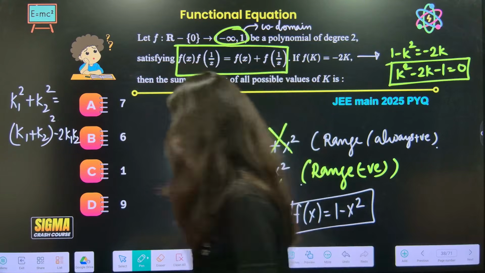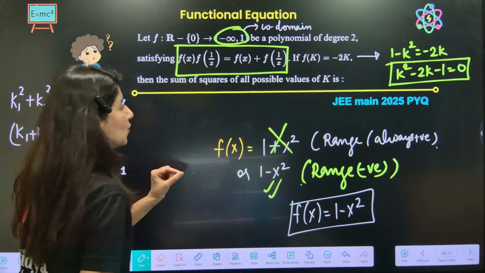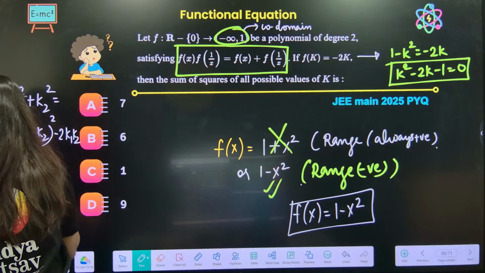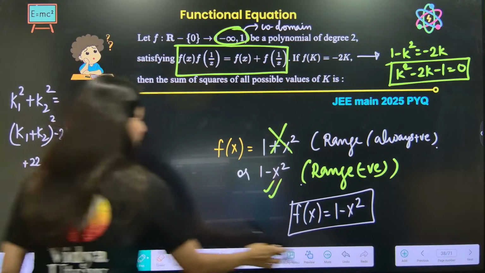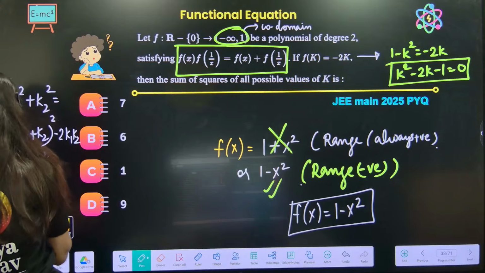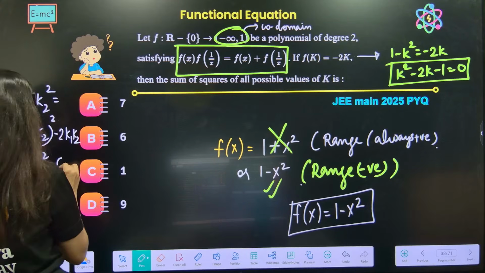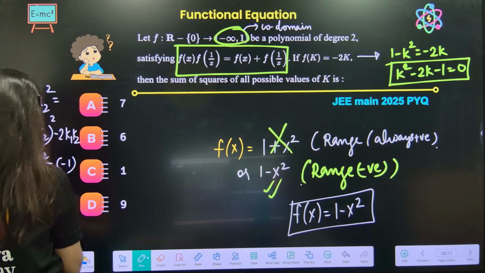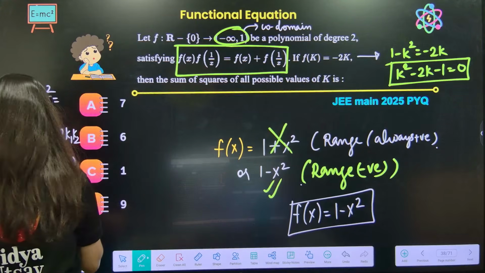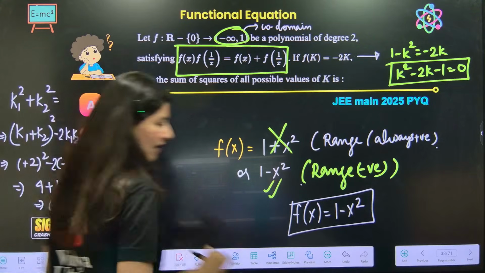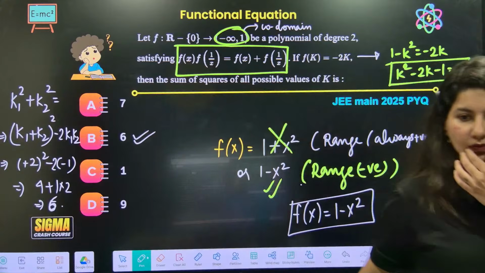Yes, inverse function, one-one function, I will teach you. k1 plus k2, so minus b by a, is going to be plus 2, whole squared, minus 2 times the product, so minus of minus 1. So this is 4 plus 1, plus 2 also. So the answer is 6. Option B, have a look, is absolutely right.